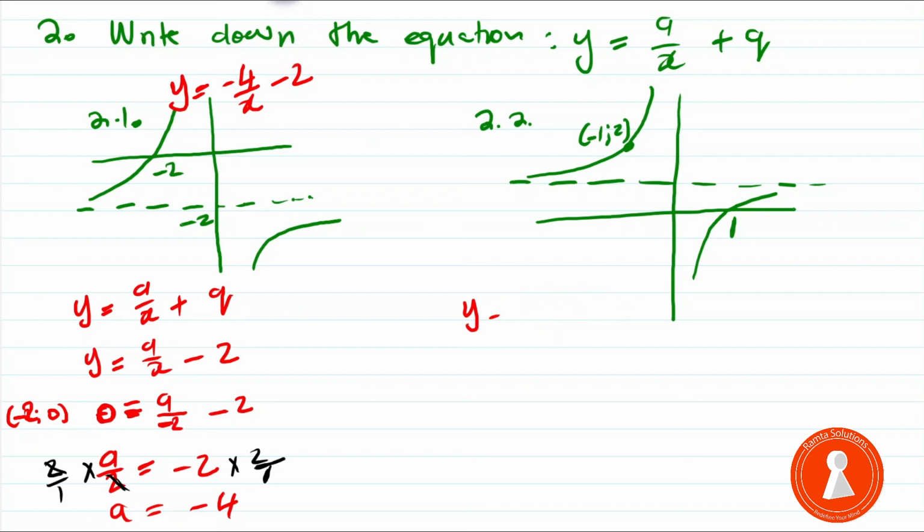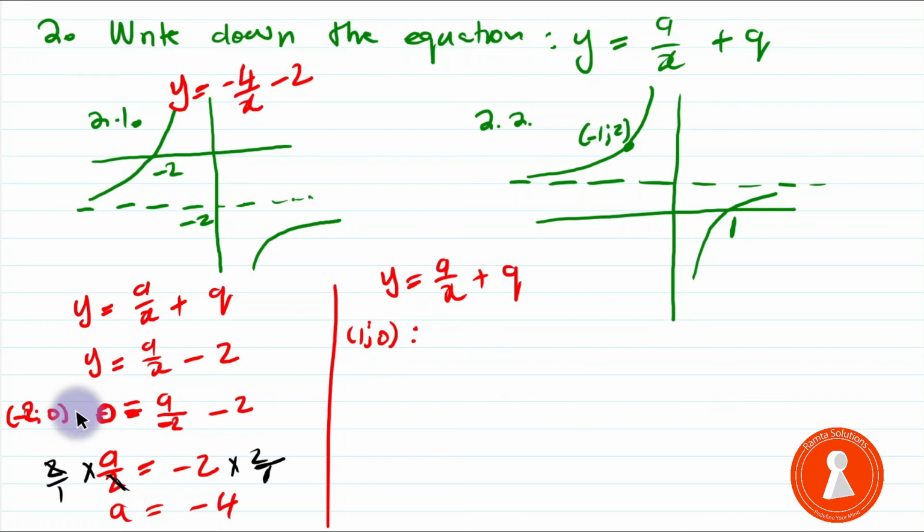Let me try to separate the pages. So let me try to separate it here. So this one, we said we have y equals a over x plus q. So what do we have? I suspect if we use this one, maybe we will get something. I do not know, guys, but let's try. This point here is 1 and 0. Right, so let's try 1 and 0. What happens at 1 and 0? At 1 and 0, when x is 1, y is 0.